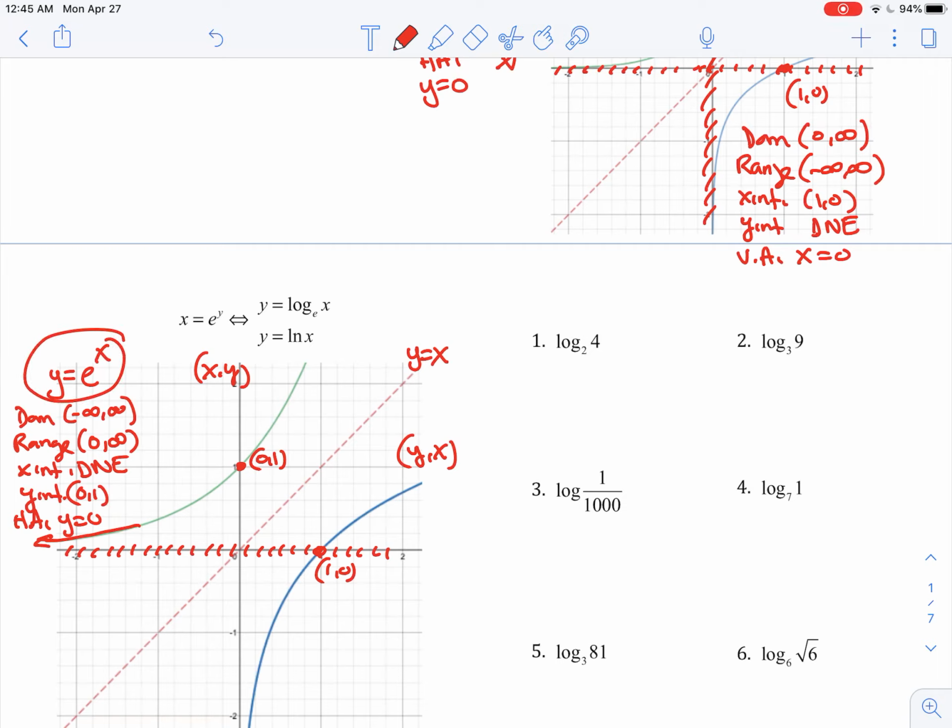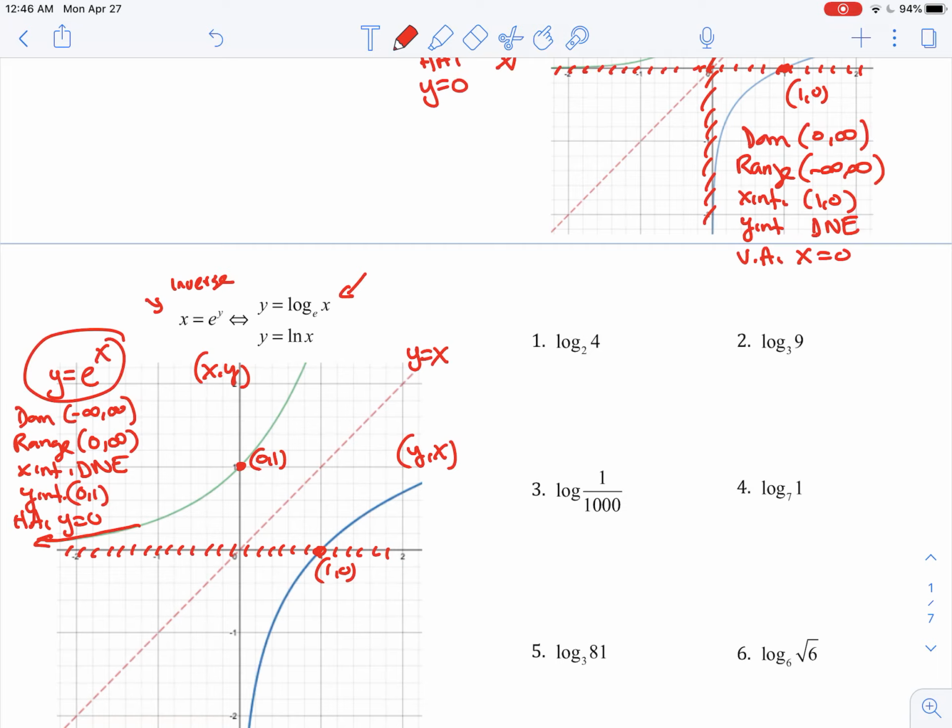So if y equals e to the x was our exponential function, the inverse, if we switch x and y, is just the equation x equals e to the y. But we don't like to leave equations as x equals. We want our equations to be written as y equals. So if we rewrite it with y equals, then our equation is y equals the log of x base e.